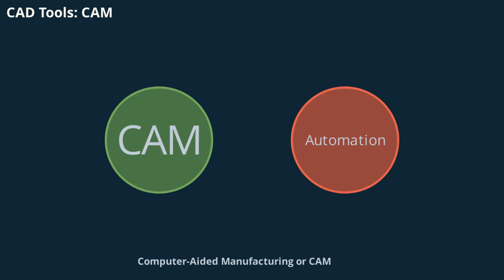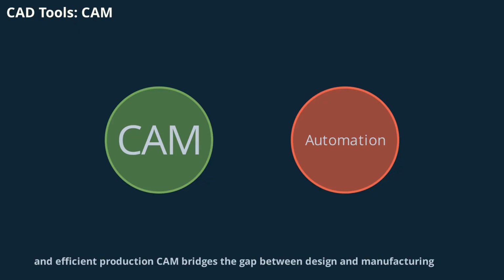Computer-aided manufacturing, or CAM, uses software to control machine tools and production equipment. CAM translates CAD designs into machine instructions, such as G-code for CNC machines, enabling automated, precise, and efficient production. CAM bridges the gap between design and manufacturing, ensuring products are made accurately and consistently.